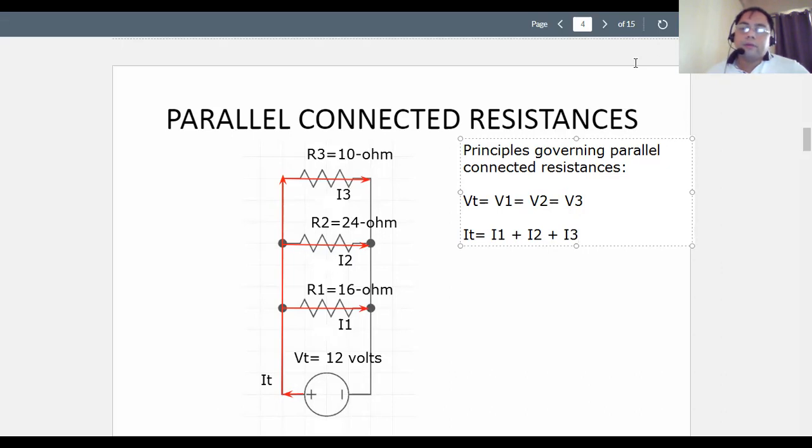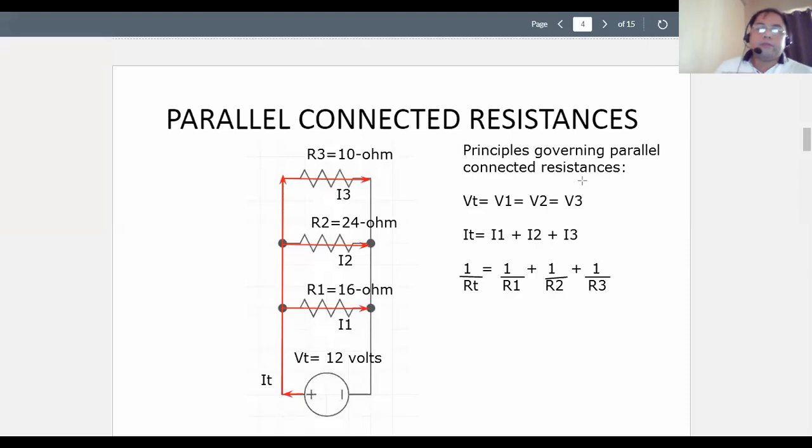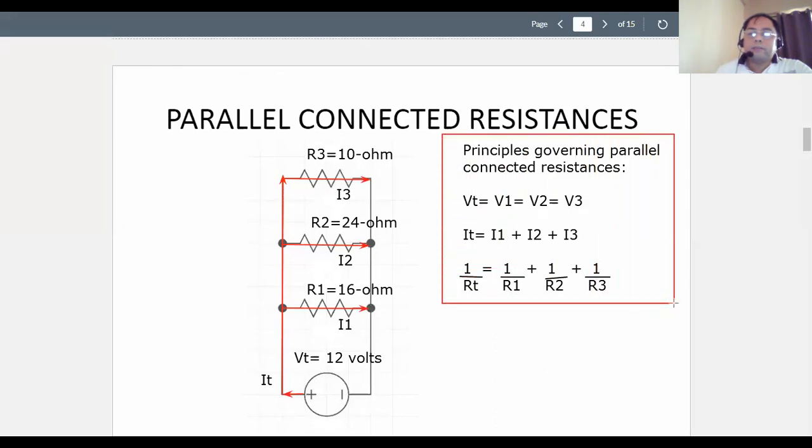Now let's have the resistances. In terms of our resistances, we will not get the total resistance directly, but the reciprocal of the total resistance is actually the sum of the reciprocals of the individual resistances connected in parallel. We tried this reciprocal equation last time in capacitors, so we at least have an idea how to deal with that. But again, as a summary, here are our three principles that govern parallel connection.